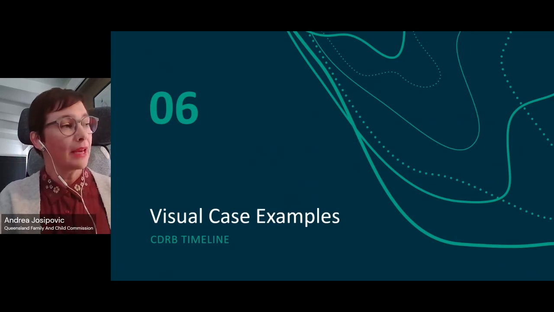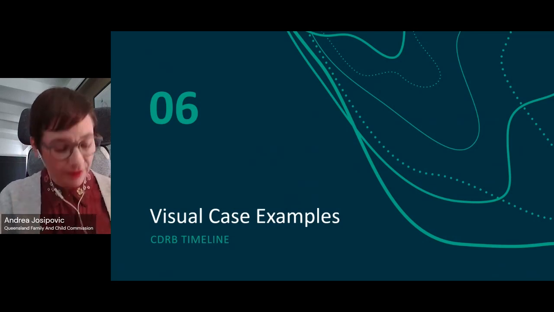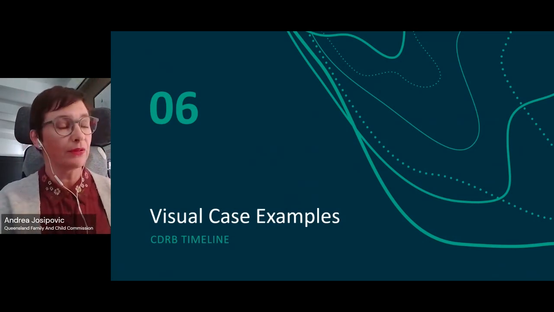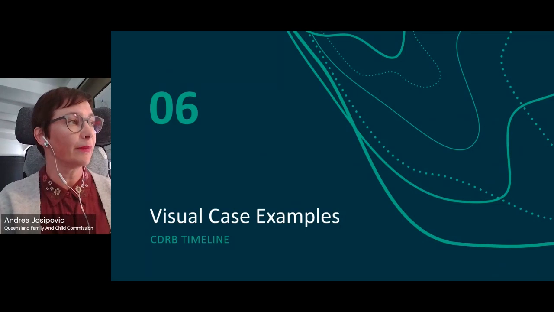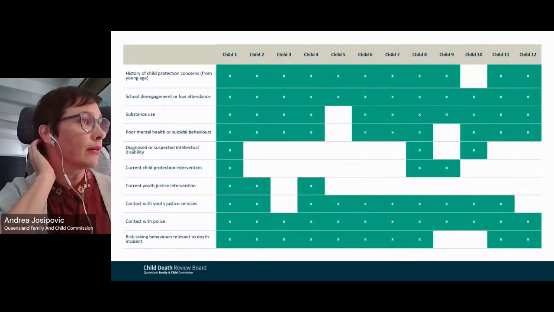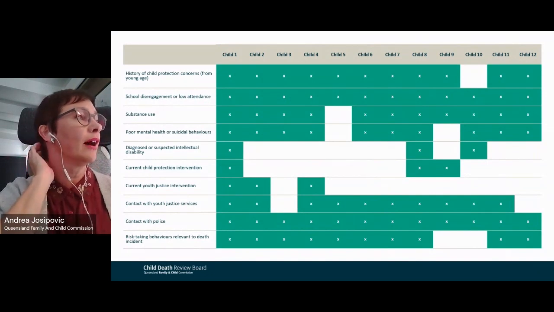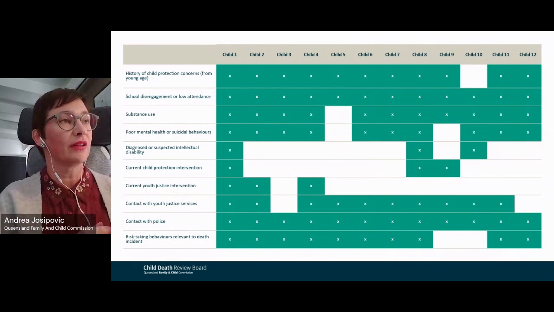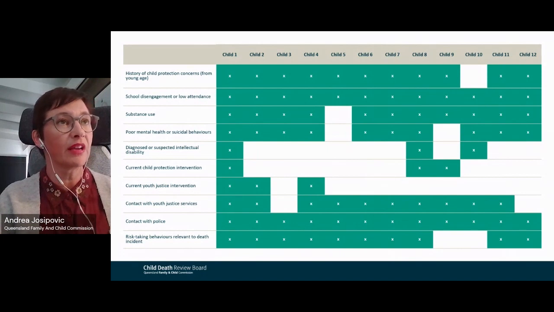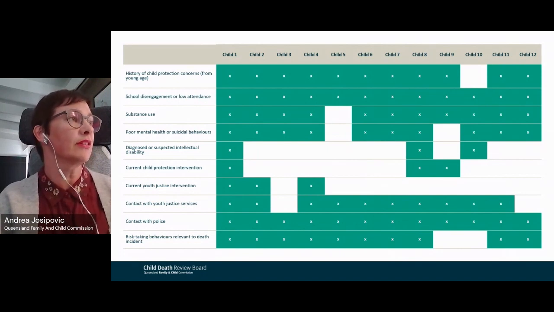So the visual case examples, I left them right to the end, but I did want to show them. We've got some de-identified timelines, which I will be talking to in a moment, but I also wanted to show some of the compounding challenges, or when we've got complex challenges in our level 3 reports, what that looks like across the board.